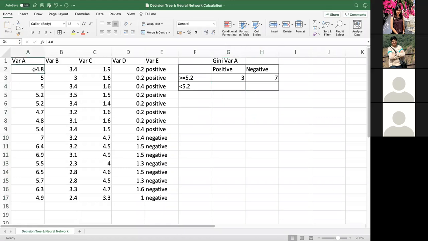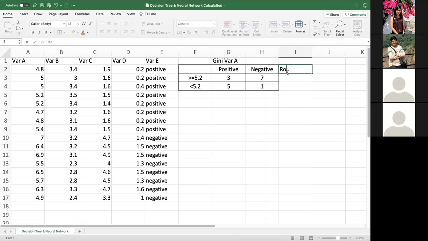Less than 5.2 and positive: 1, 2, 3, 4, 5. You have 5 here. And less than 5.2 and negative, we have only one, which is 4.9. So this is what it will do. First it randomly picks a value in the range and counts how many are positive and how many are negative.